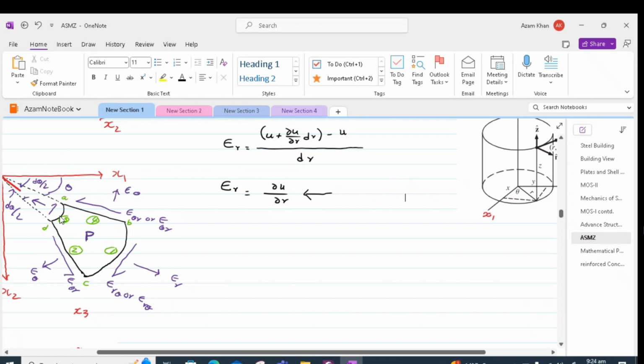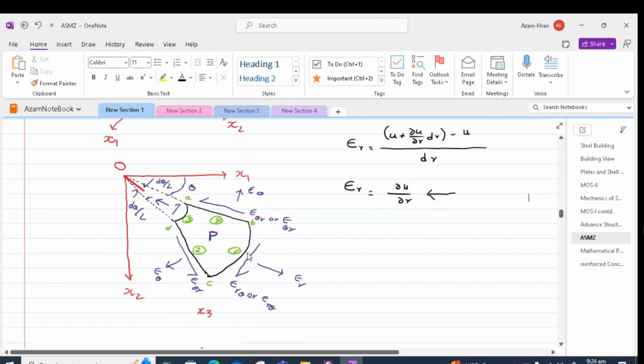1 and 3 are the two surfaces and 2 and 4 are the two sections. 1 and 3 have outward drawn normal in the radial direction, whereas 2 and 4 have outward drawn normal in the tangential direction.